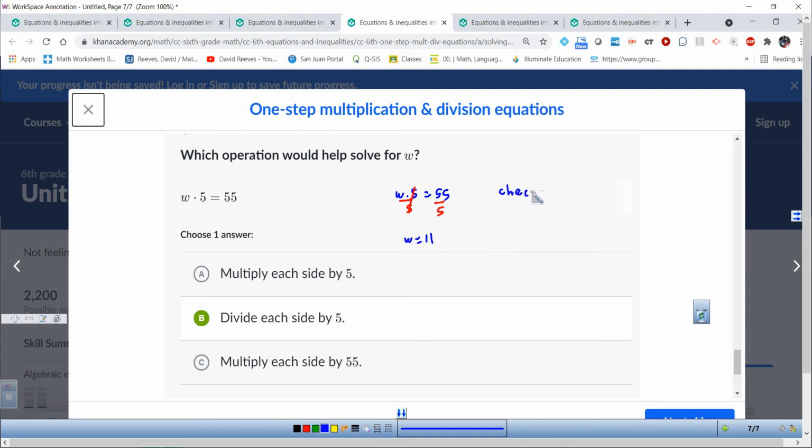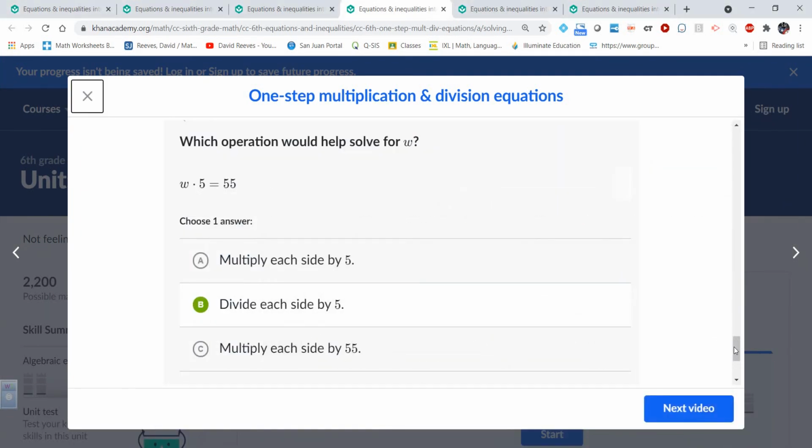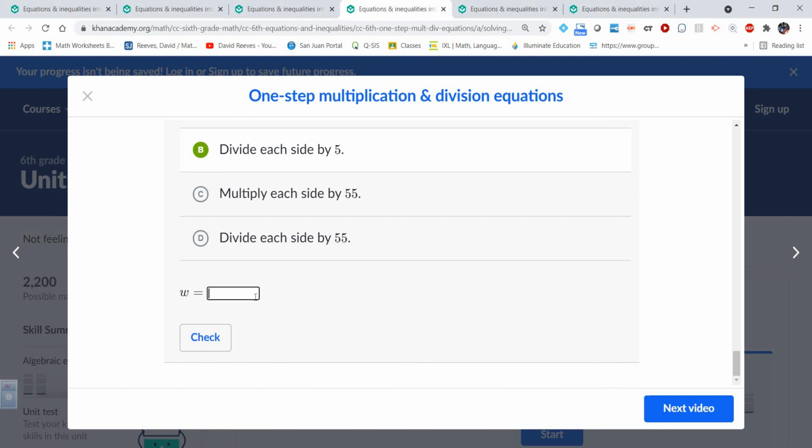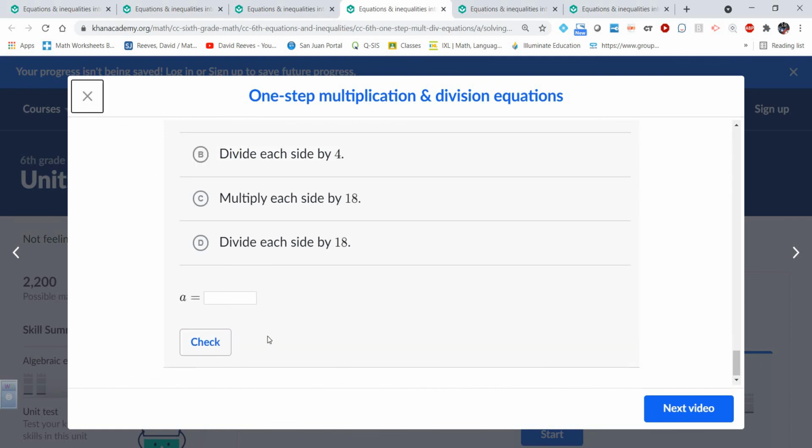How about we check it? Our original true equation was w times 5 is 55. We want to know, does 11 keep it true? Here we go. 11 times 5 is, guess what? 55 equals 55. You know what I forgot? I forgot to put that question mark right there. Is that true? It is true. So our solution is w is equal to 11. 11 is the value of w that makes that equation true.